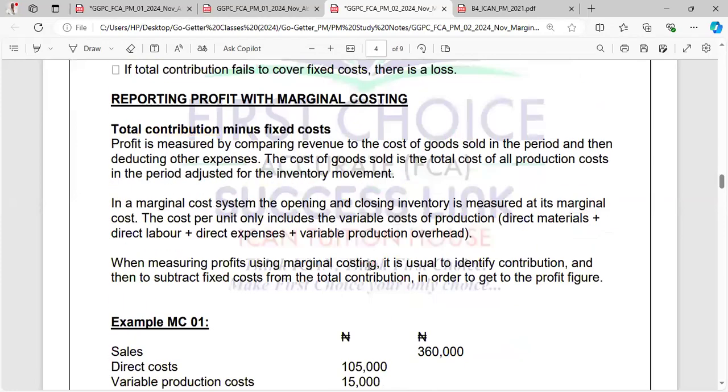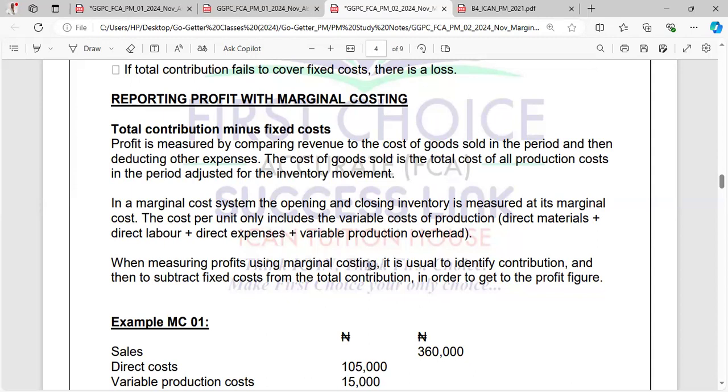All right, so now we need to report financial reports using marginal costing. Now, how can we use marginal costing to write our financial report? Profit is measured by comparing revenue to the cost of goods sold in a period. When we calculate the cost of goods and subtract it from revenue, we have a gross profit. Then we deduct other expenses, right? Normally we get our net profit.